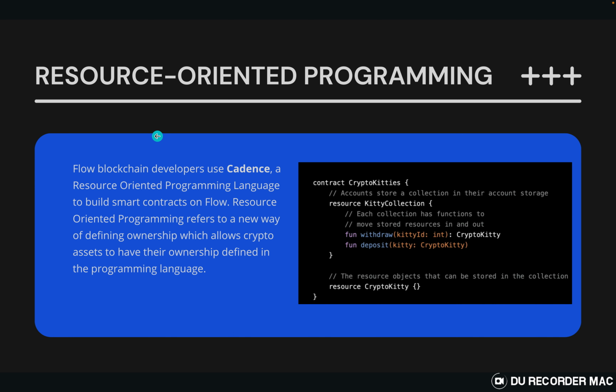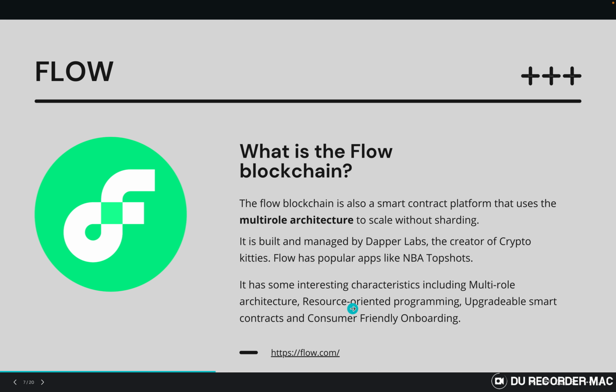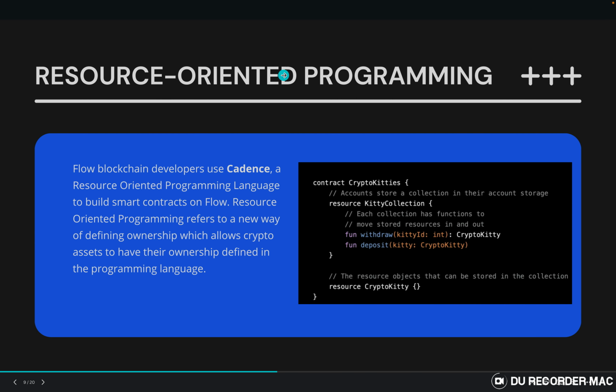So on that, we also mentioned that the Flow blockchain has this stuff called resource-oriented programming. If you were in our class yesterday, we talked about object-oriented programming. That's one paradigm of programming, right, which we are very, very familiar with in the Web2 world.